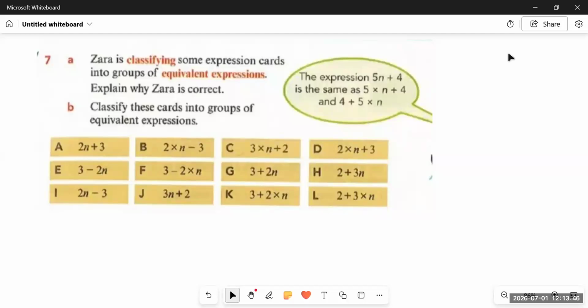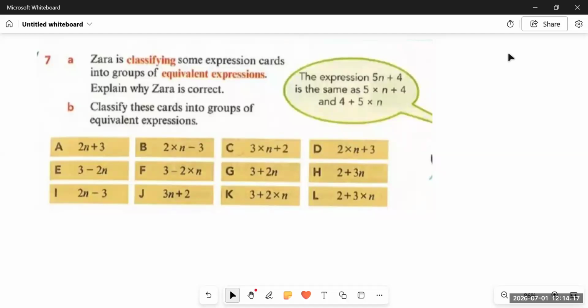Now, question number 7 says Zara is classifying some expression cards into groups of equivalent expressions. Equivalent expressions means their value would be the same. Okay. So there are some expressions given in B, and what do we have to do? Zara is saying the expression 5n plus 4 is the same as 5 multiplied by n plus 4 and 4 plus 5n. Okay, fine. Yes, we know that these are the same.